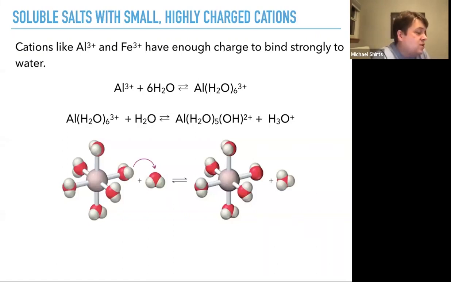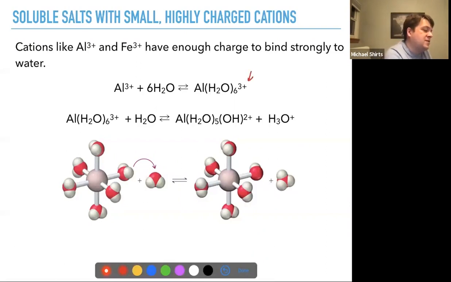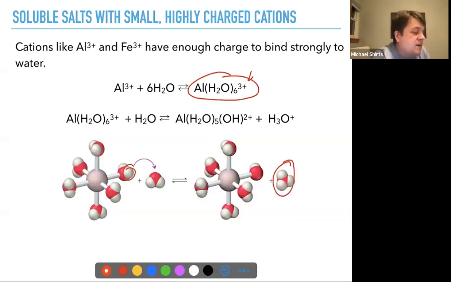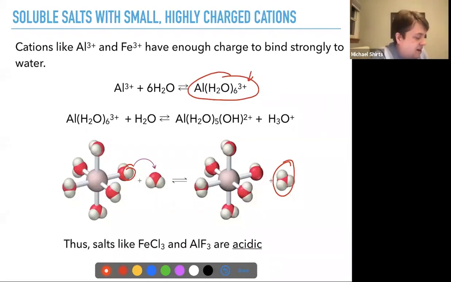So once you have this, which is the dominant species here, when it interacts with water it has a tendency to give up one of these hydrogens, because the 3+ is pulling so strongly, pulling the electrons into the center, that it makes it very easy to strip it off, and then you get a hydronium. So there's an appreciable amount of this. Whenever you have salts like iron trichloride or aluminum trifluoride, these are acidic salts as well.